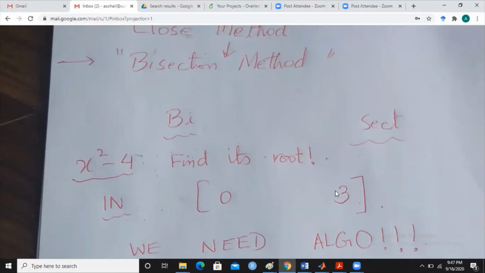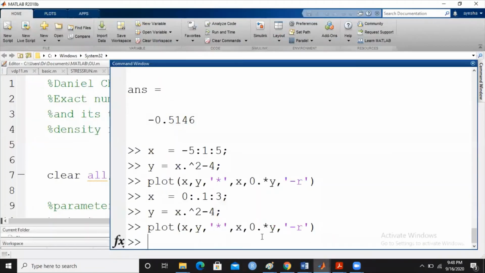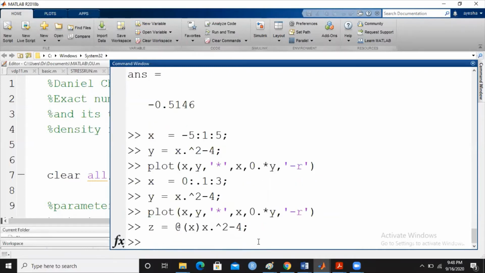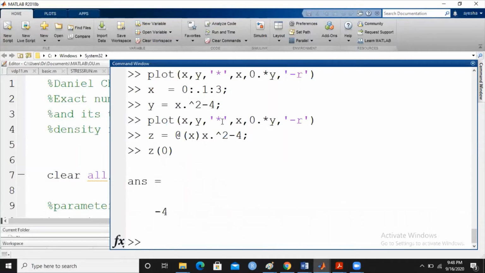Only then can I apply the bisection method. So let us verify it. Let me define another function z. So I'm saying that z of 0 is minus 4. If you put 0 here, you will say 0 square minus 4 is minus 4.